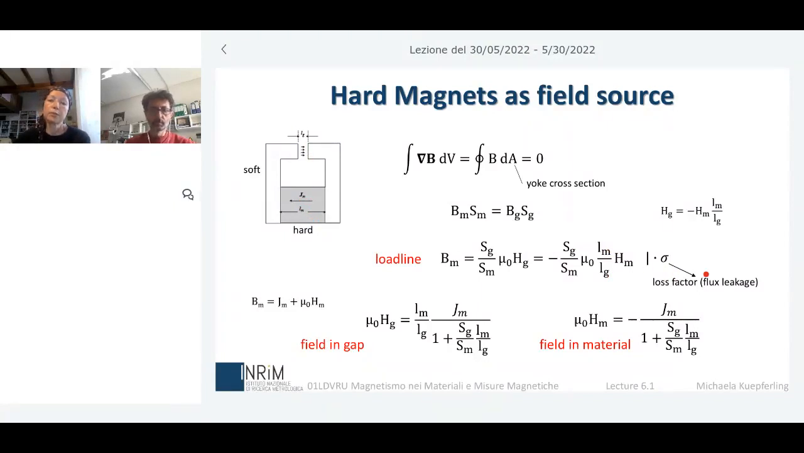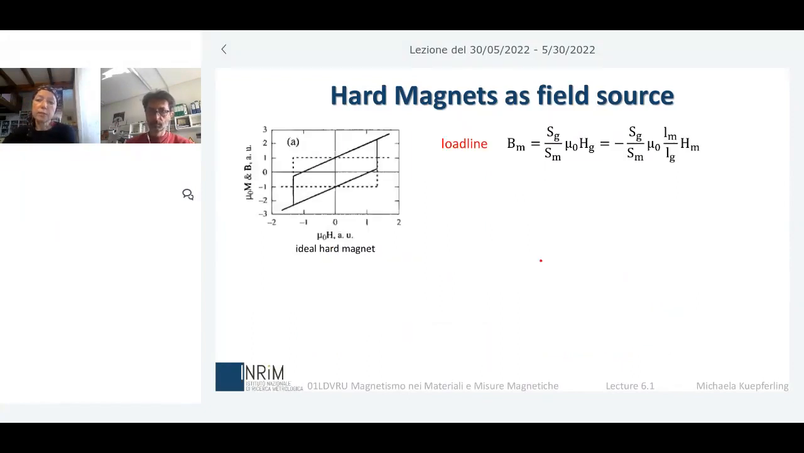Then, of course, if we want to be a little bit more accurate, then we would have to consider also some losses that will happen on the edges of this circuit, for example. This is not a toroid, so the flux will not be closed in completely. So you would have to add this loss factor, which depends on the flux leakage that you might have.